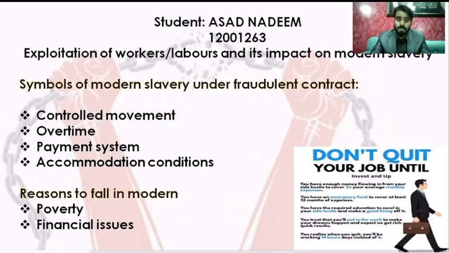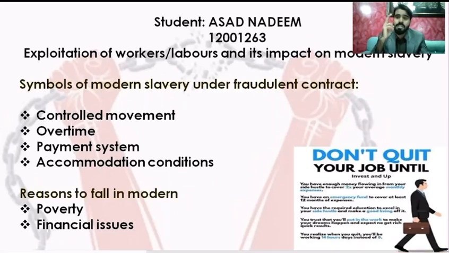Payment system. The payments are made in cash, rather than through a banking system or a structured documented system with details of how many hours of labor were worked and deduction of taxes. Lastly, the accommodation conditions. Laborers may have to live in a poor accommodating environment with a bunch of the labor force on a workplace site offered by the company. These sites or accommodation conditions are always poor.